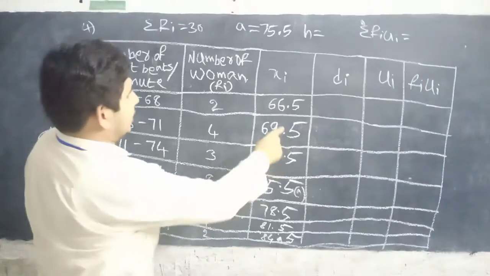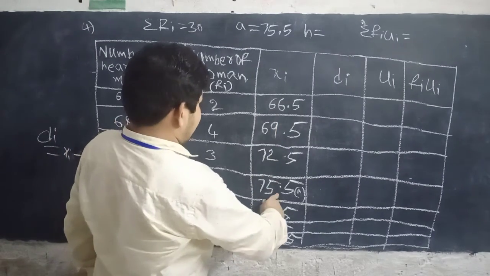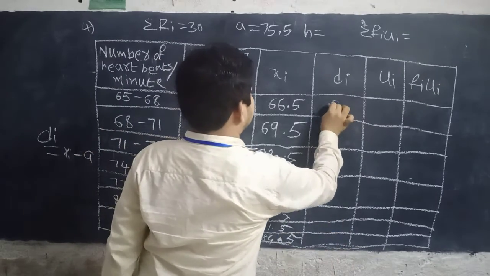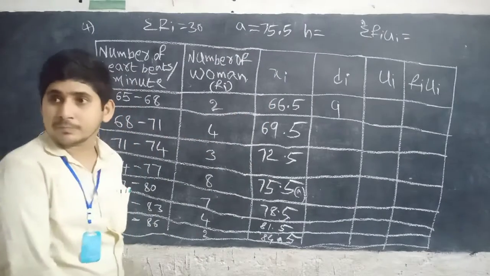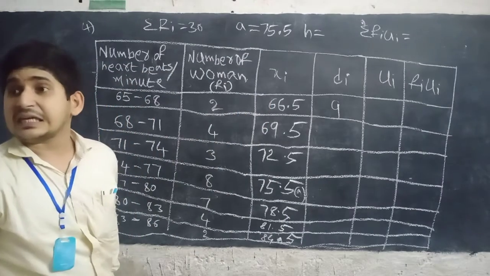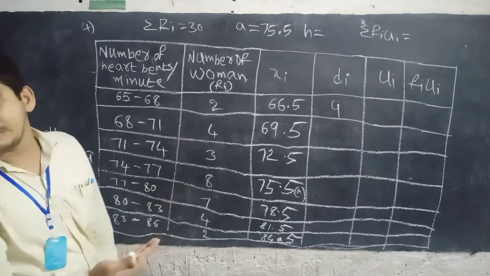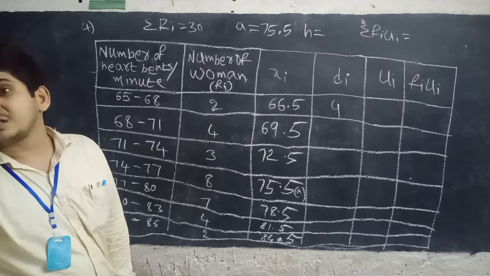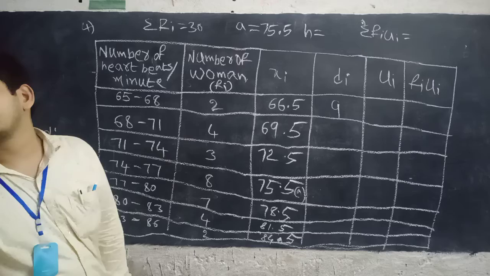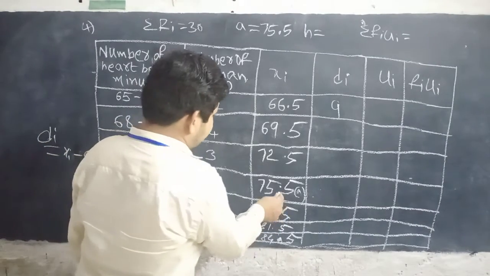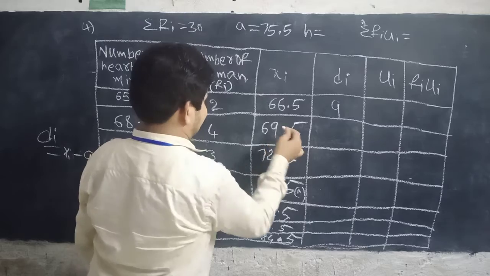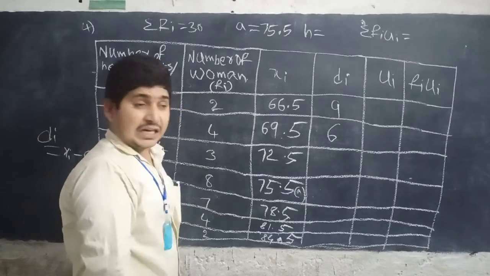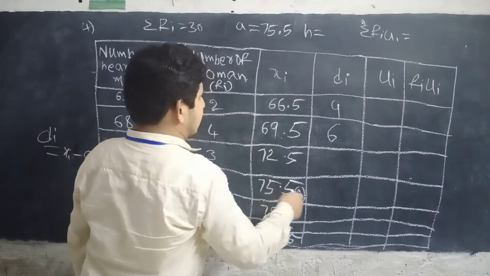Now xi is 66.5 minus 75.5, which is minus 9. Next, 69.5 minus 75.5 is minus 6.